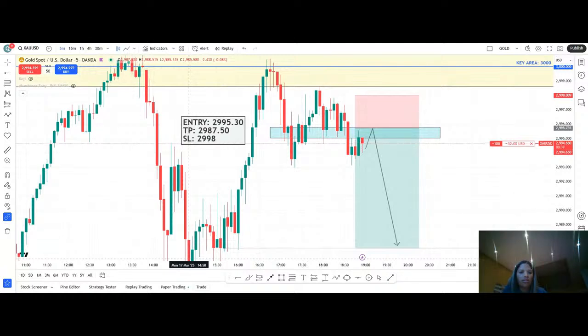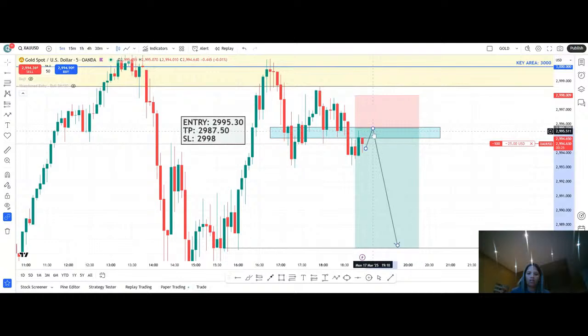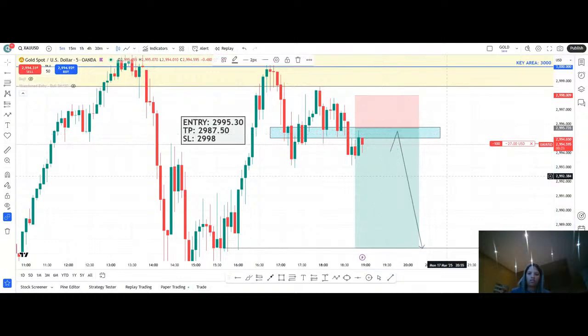Okay, that 15-minute candle is now about to close. We might get a retest again at our zone, so I'll see. Okay, let me just move this arrow. Just a second.